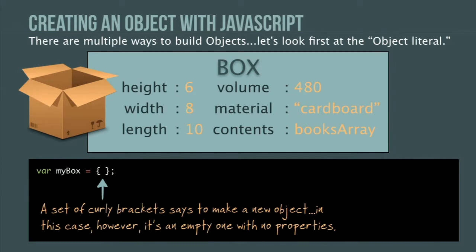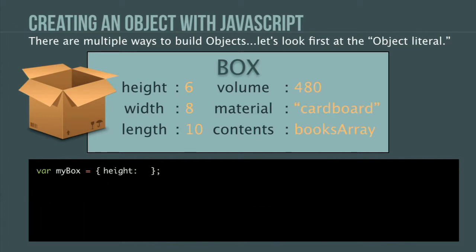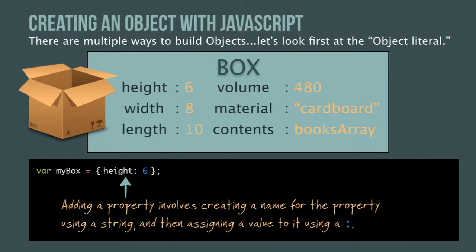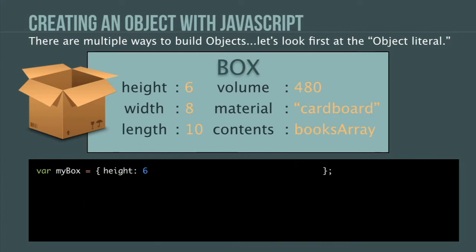To add a property inside of an object literal, we give the property a string name, followed by a colon, and then assign a value to that property. We could do that multiple times. The properties are just separated by commas.